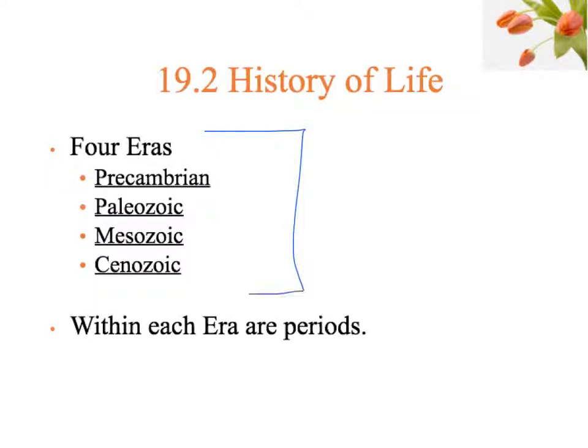All right, so we have the 4 eras. When we look at the history of life, we're going to kind of divide them up into time periods. We're going to talk about the Precambrian, the Paleozoic, Mesozoic, and Cenozoic. And then within each era are what we call periods. So we're going to divide those large units of time up into smaller units of time.